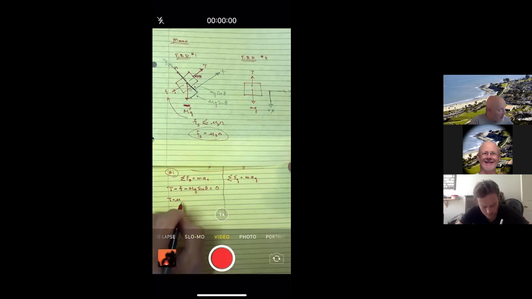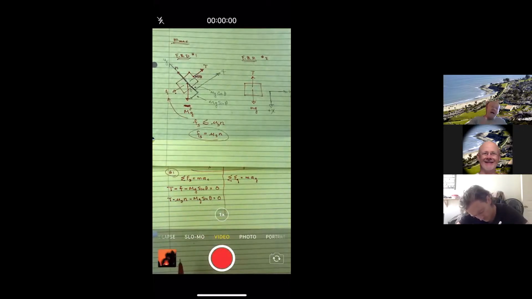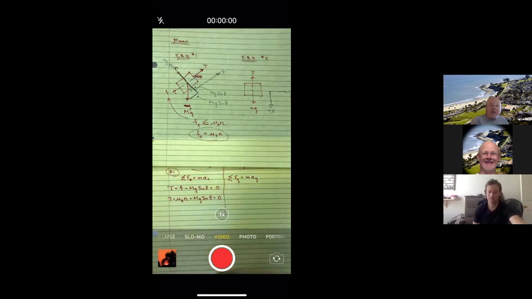is then equal to the coefficient of friction times the normal when it is just on the verge of getting ready to move, but still not moving. So still not moving means the acceleration is 0, but on the verge of getting ready to move means we've got the friction at its maximum. So this is what I mean by step 3.